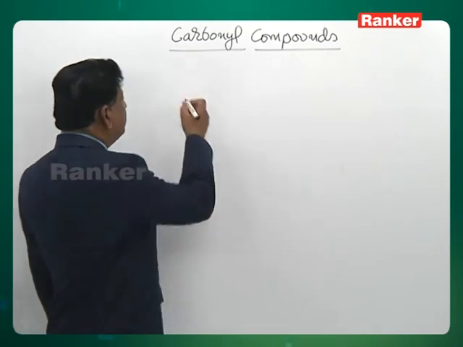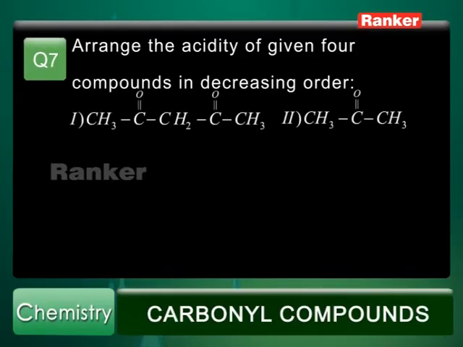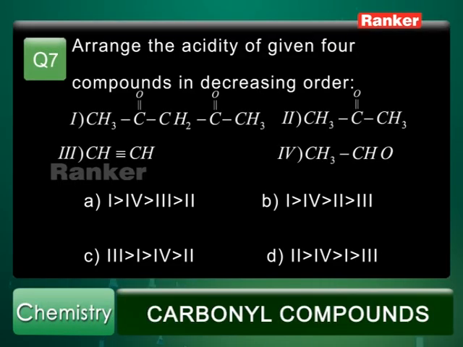So let's go for the 7th question. The question is, arrange the acidity of the given 4 compounds in decreasing order. Actually there is no direct carboxylic acid here. The first option is a 1,3-diketone, and the second option is acetone. The third option is acetylene, it is known for its acidity, and the fourth option is a carbonyl compound.